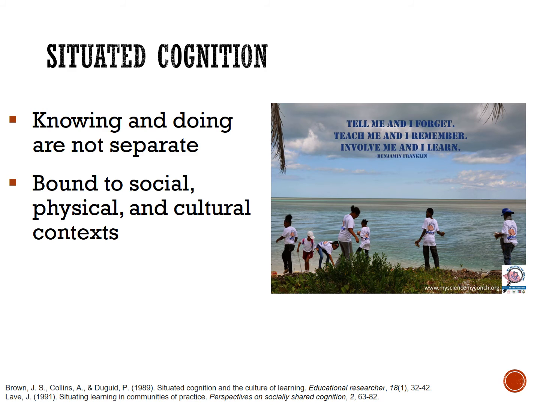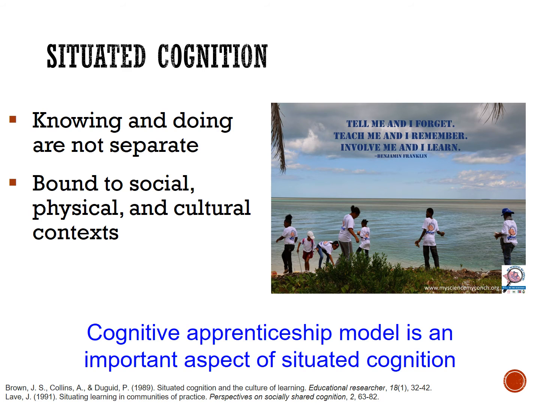Cognitive apprenticeship model is an important aspect of situated cognition. So the cognitive apprenticeship model is based on the premise that when a novice has to learn a certain trade, they are inducted as apprentices of experts in that field.